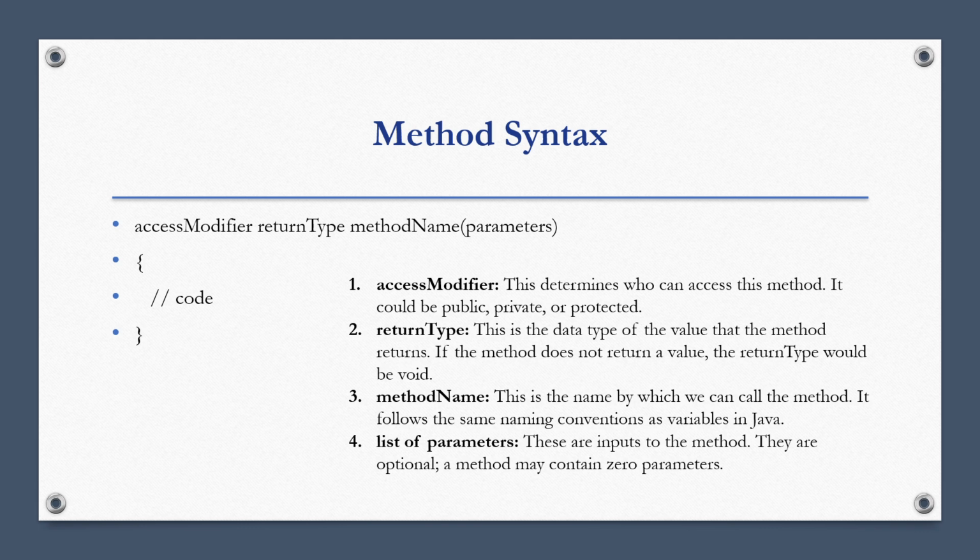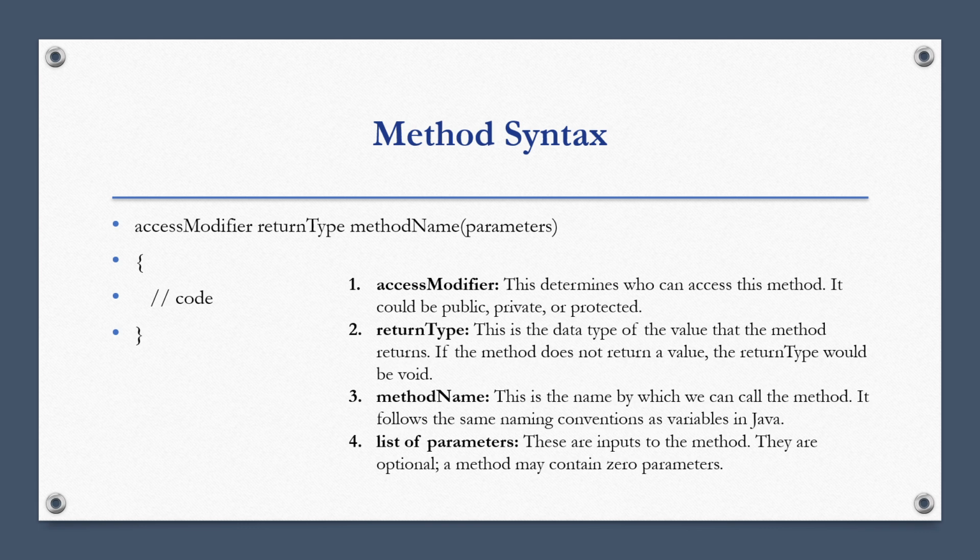This is the syntax of a method. First is the access modifier, then return type, method name, parameters, and the body of the code. Access modifiers determine who can access this method. It could be public, private or protected.